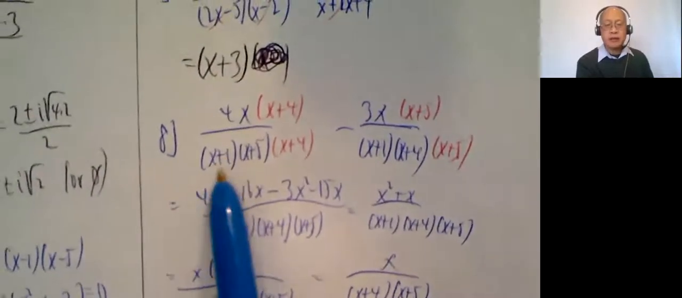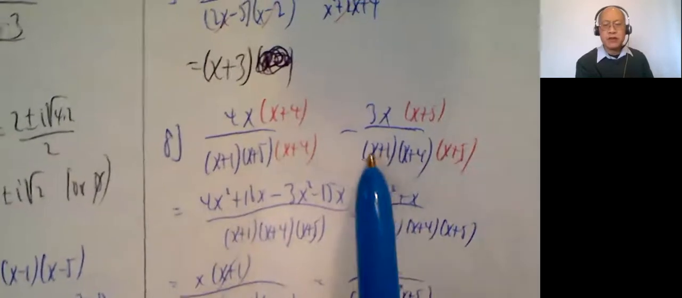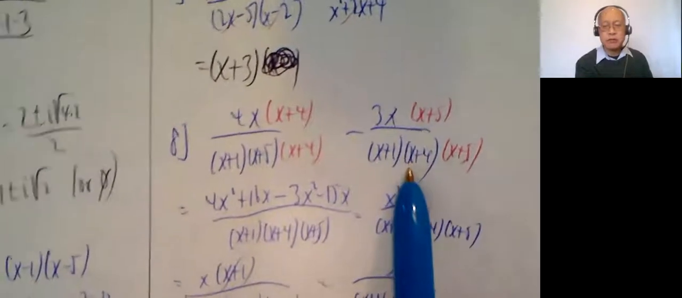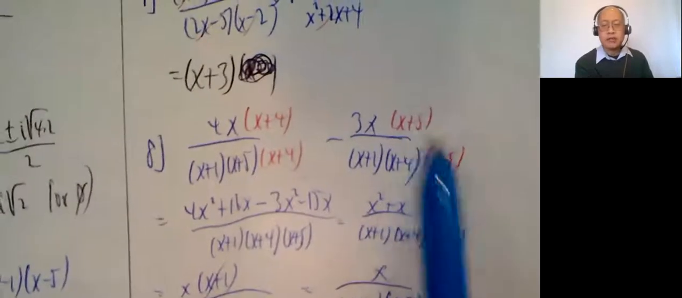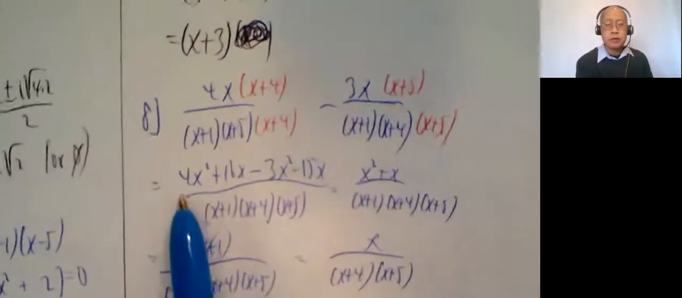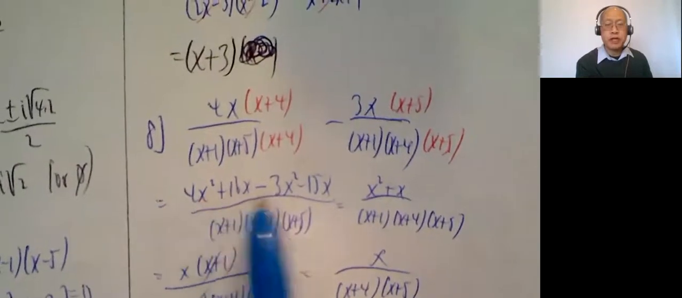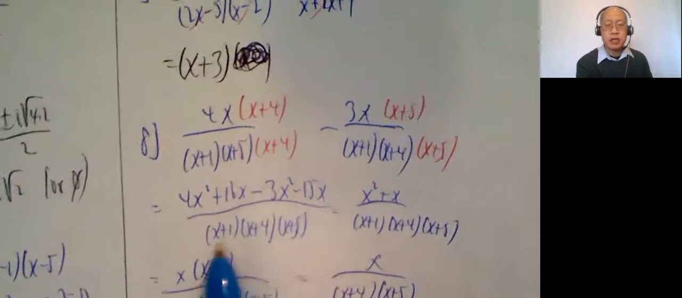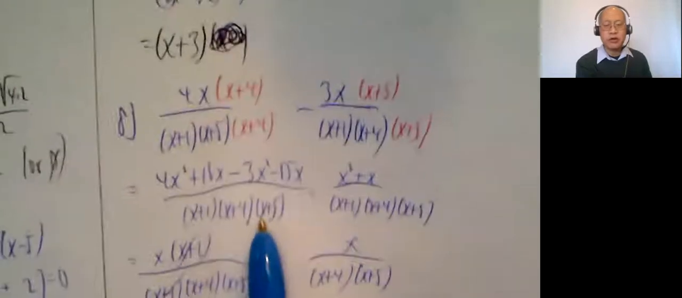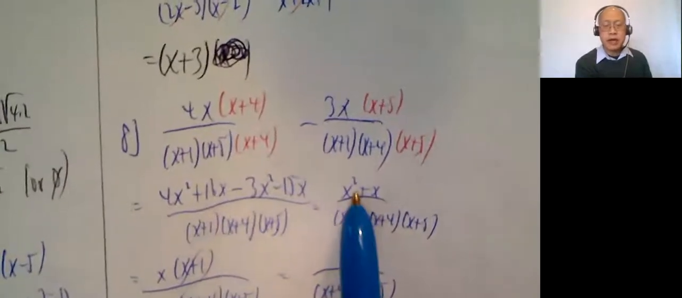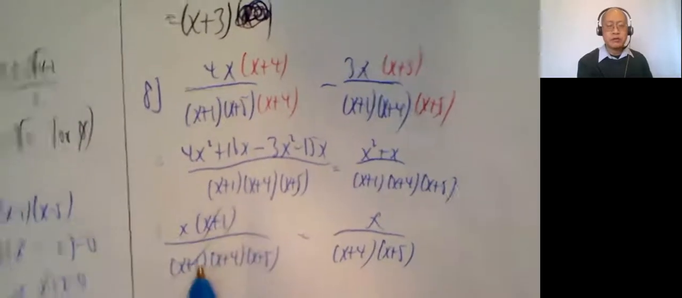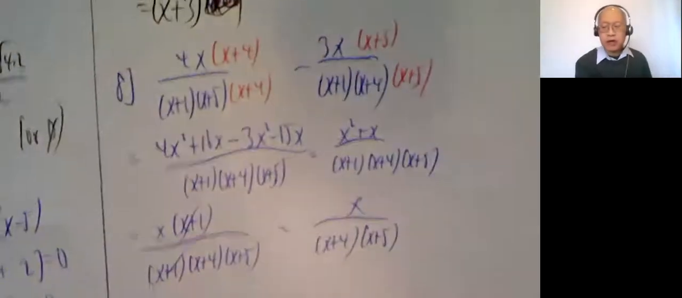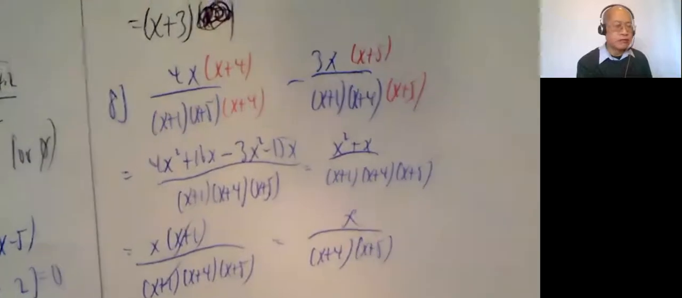Number 8, factor the bottom, x plus 1, x plus 5. Factor the bottom, x plus 1, x plus 4. So to get a common denominator, this one needs x plus 4, top and bottom, x plus 5, top and bottom. So distribute: 4x squared plus 16x minus 3x squared minus 15x over x plus 1, x plus 4, x plus 5. The top comes out to be x squared plus x. Factor out the x, x plus 1. X plus 1 cancels. Final answer is x over x plus 4, x plus 5.